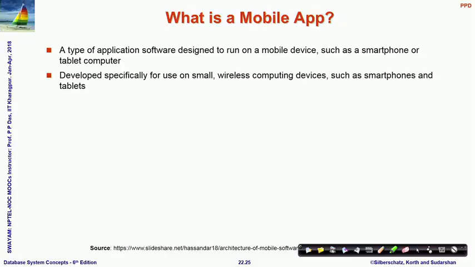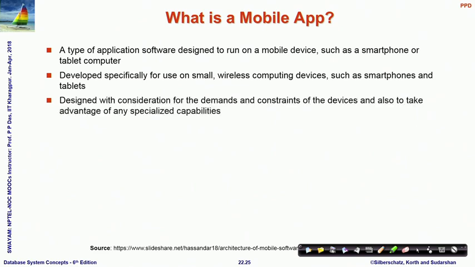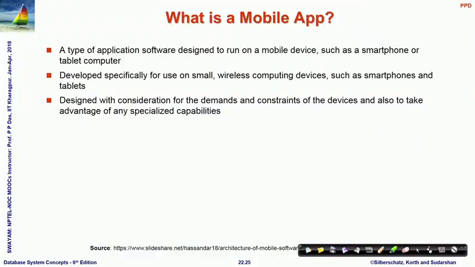It is typically specifically for use on small wireless computing devices, and it is designed with considerations for demands and constraints of the device. So, how is it different if I want to have an application which does my task, but I want to do it as a mobile app, for a small wireless handheld device? Since it is a small device, it has a lot of constraints, a lot of demands compared to if we were using a web browser on a desktop or a laptop where we have a lot of resources.